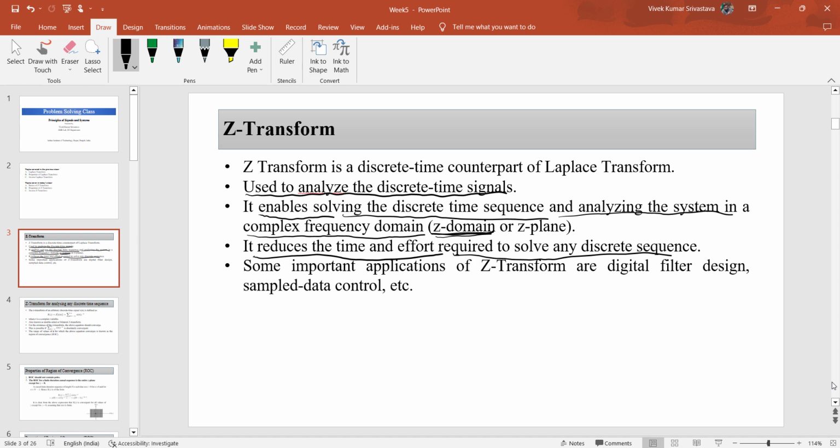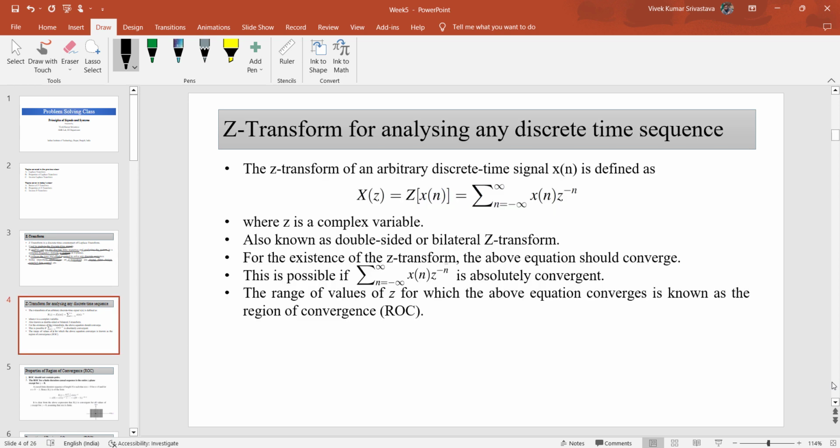Now one can ask what the various applications are where we can employ the Z transform. There are a few applications, like digital filter design, and we also use the Z transform method for analyzing sampled data control systems. These are some basic applications where we mostly use the Z transform. Now let us move ahead and see how to evaluate the Z transform.